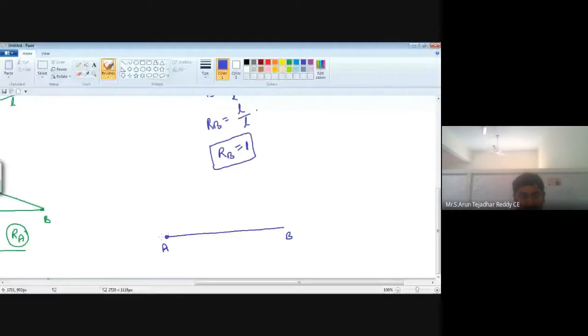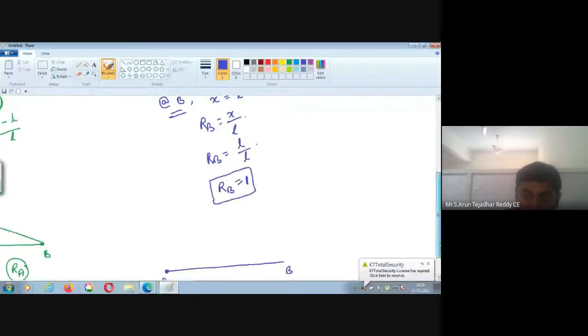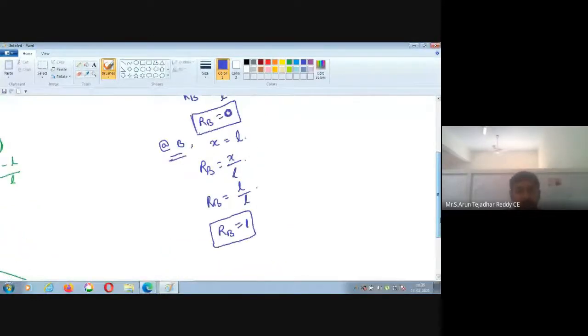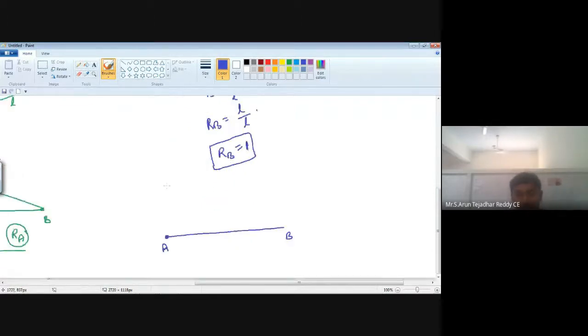Now we have another point, that is point B. At point B, our RB is 1. So this is point B. Our value is 1. So somewhere here we'll get value 1. Okay, now join all the points.